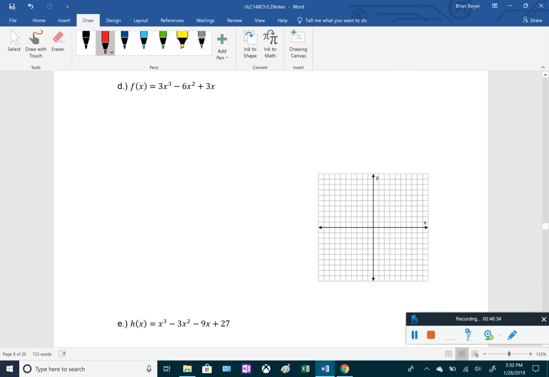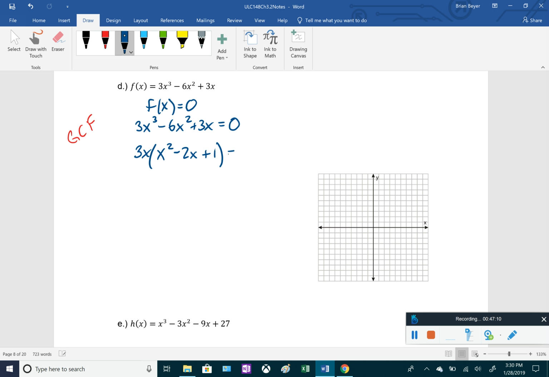So f of x is 3x cubed minus 6x squared plus 3x. So, finding these x-intercepts, setting the function equal to 0. This time you probably realize 3x cubed minus 6x squared plus 3x is not factored. So we have to factor it, and this is going to be using GCF. So I'm going to factor out a 3x here, and we're going to be left with x squared minus 2x plus 1.